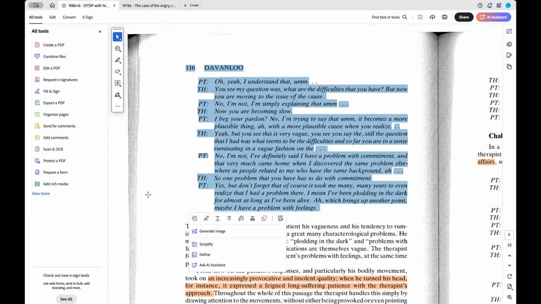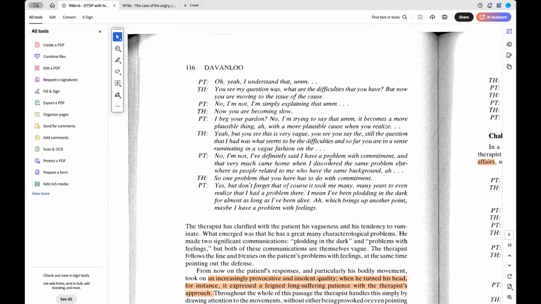So, of note is that as soon as the patient declared that he had a problem with commitment, Davanloo discontinued the focus on defenses and offered a simple reflection. "So one problem that you have has to do with commitment." Right here.